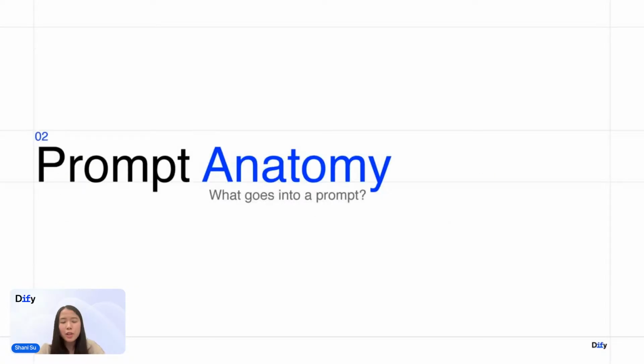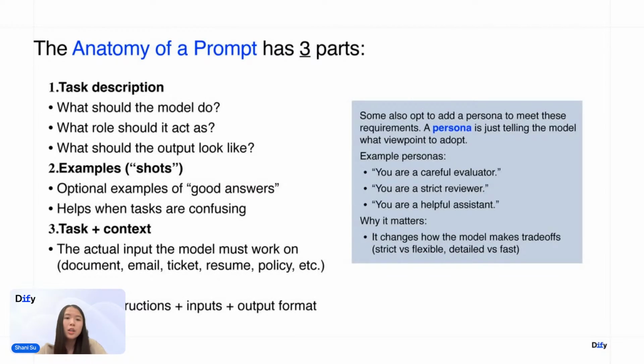Now I want to dive a little bit into prompt anatomy. What exactly goes into the prompt that we send to an LLM? The anatomy of a prompt has three main parts: the task description, the examples, and the task and context. Task description is the main part of the prompt. It describes what the model should do, what role it should act as, and what the output should look like.